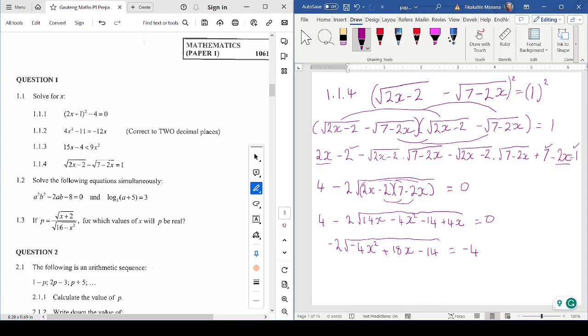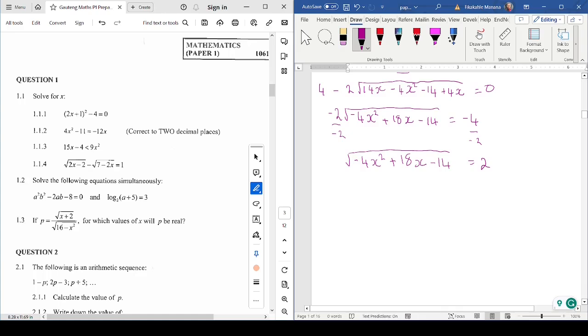And then the next part is to divide both sides by minus 2. Okay, so if I say divide by minus 2, divide by minus 2, what I'm left with is the square root of minus 4x squared plus 18x minus 14. Remember, this is all under a square root. It's now equals to 2.